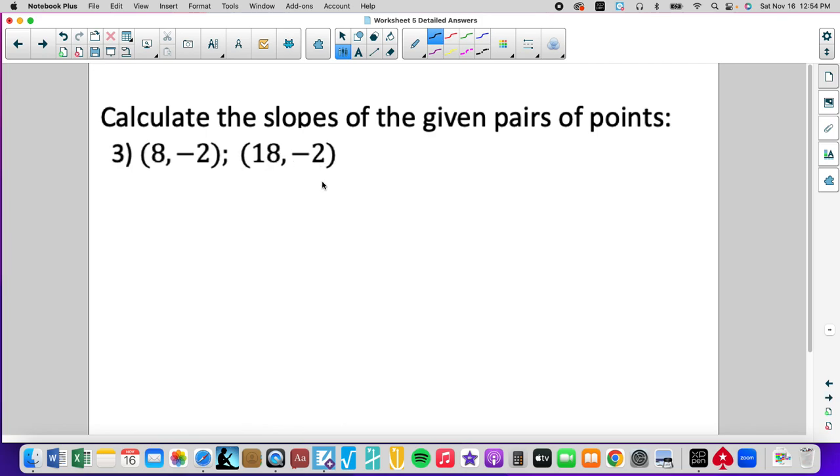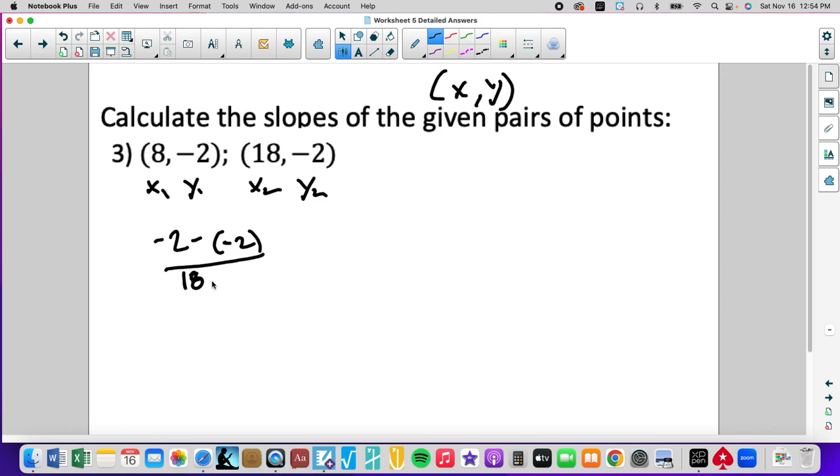So here we are again. This is x sub 1, y sub 1, x sub 2, y sub 2. All points are written x comma y. So we have -2 minus -2 over 18 minus 8. And this gives us 0 over 10, which equals 0, which is the value of the slope.